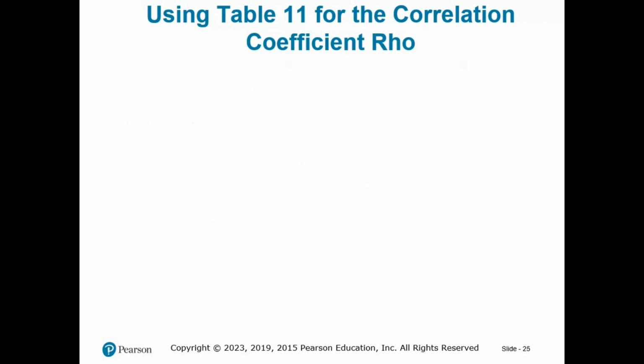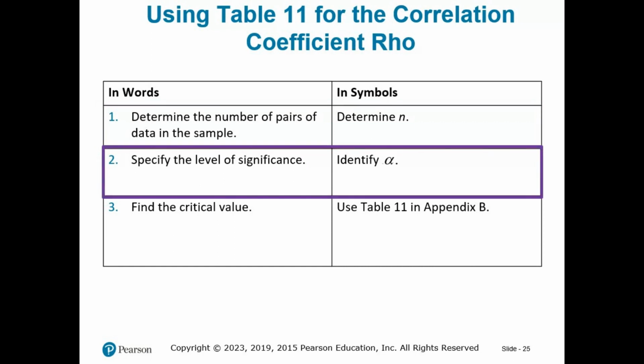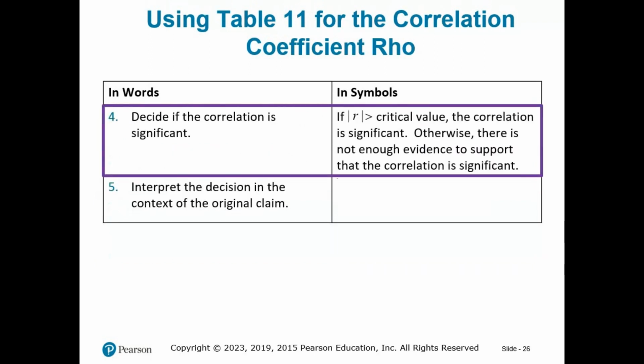Let's go over the process in words and symbols. First, determine the number of pairs of data in the sample, the n value. This is how many pairs of x and y you have. Next, specify the level of significance, your alpha. Then find the critical value. This is where we use Table 11 in Appendix B. If the absolute value of r is greater than the critical value, we decide the correlation is significant. If it is not, then there is not enough evidence to support the correlation is significant. Lastly, interpret the decision in the context of the original claim.